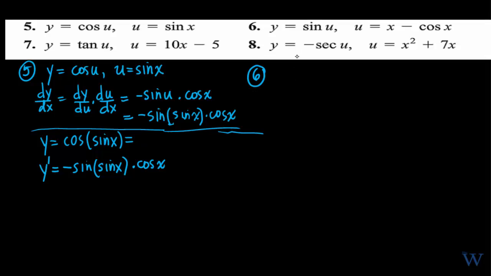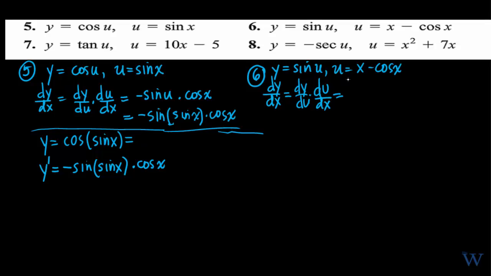Okay, in number 6, you have y is the sine of u. And then what is u? U happens to be x minus cosine of x. Okay, so dy by dx, like we said, would be the derivative of y with respect to u. So let's go ahead and write that. Dy by du multiplied by du by dx.